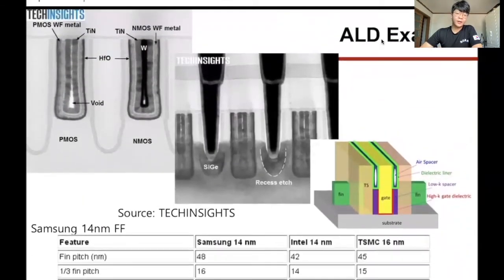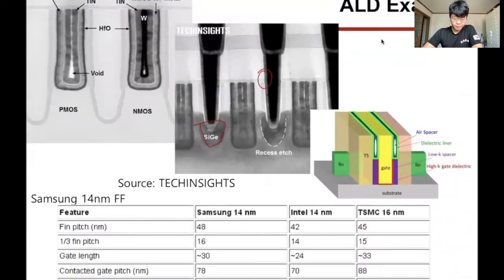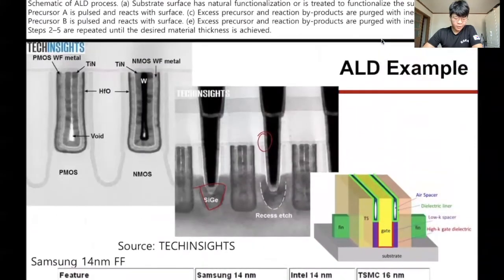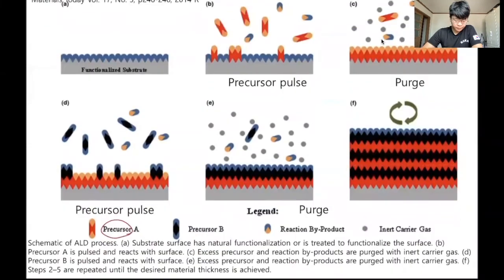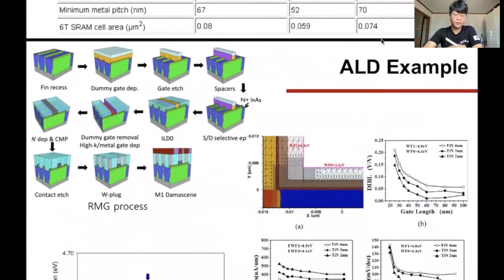We use ALD for depositing, like here, fin oxide, and for the epitaxial growth. And then the RMG process, the replacement metal gate process.